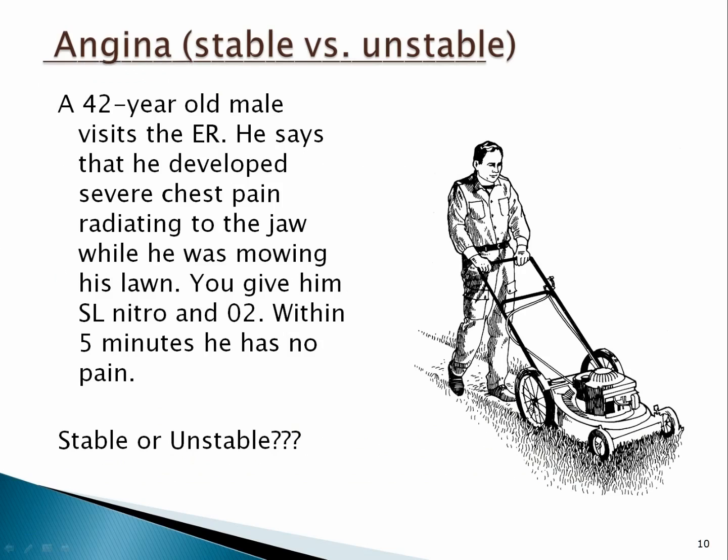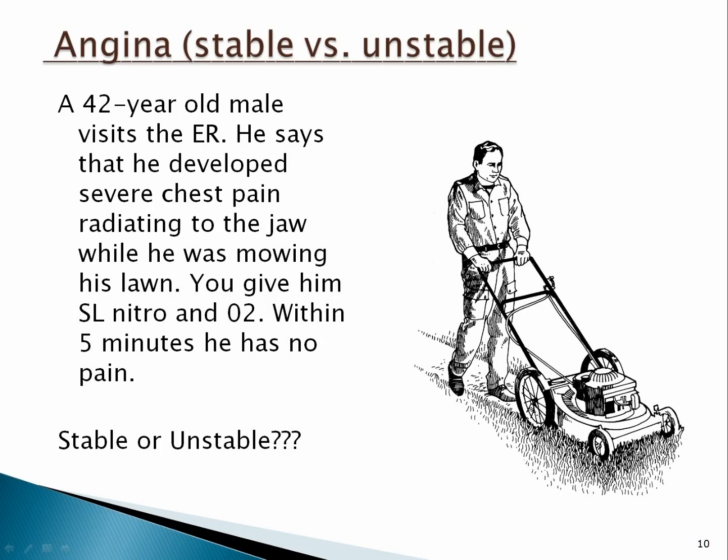Slide 10. Reading for this case, which kind of angina do you see? A 42-year-old male visits the ER. He says he has developed severe chest pain radiating to the jaw while he was mowing his lawn. You give him sublingual nitro and oxygen. I previously mentioned both increasing blood flow and oxygen. The nitroglycerin increases blood flow by relaxing or dilating the coronary arteries, as well as relaxing the ventricular walls. Within 5 minutes, he has no pain.